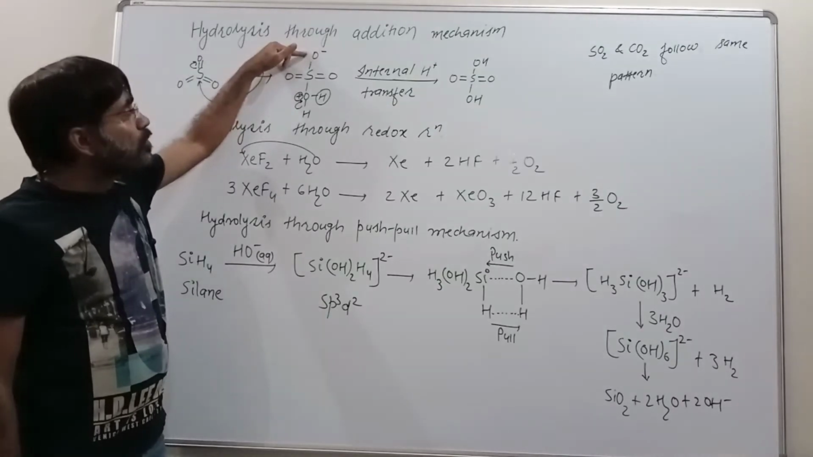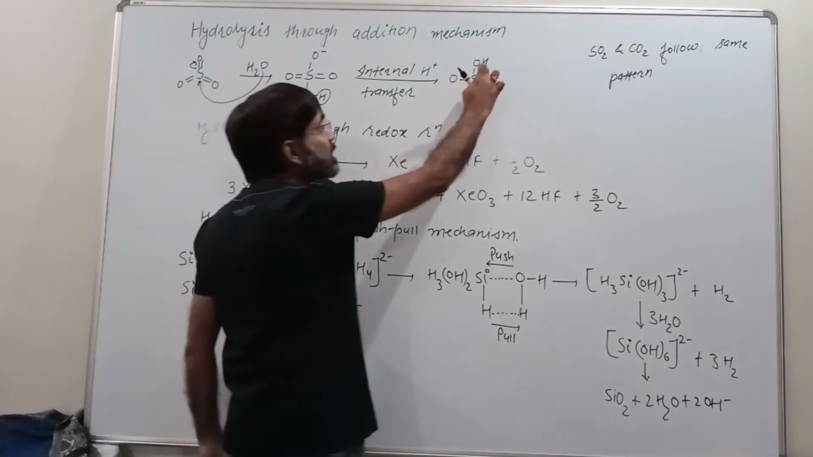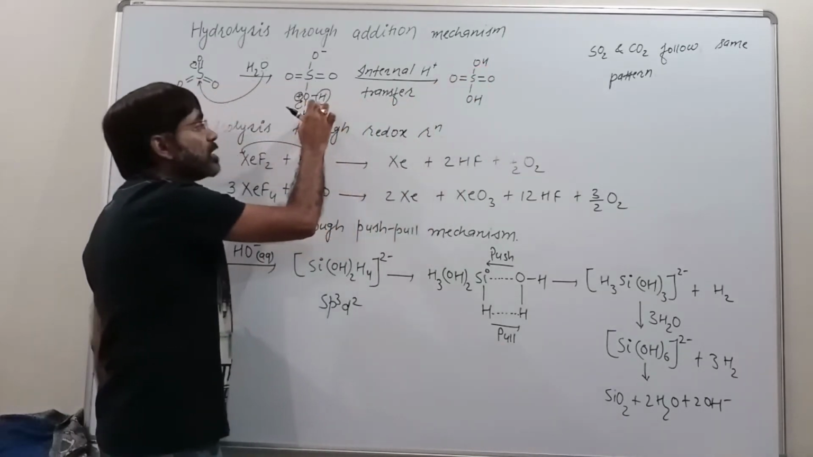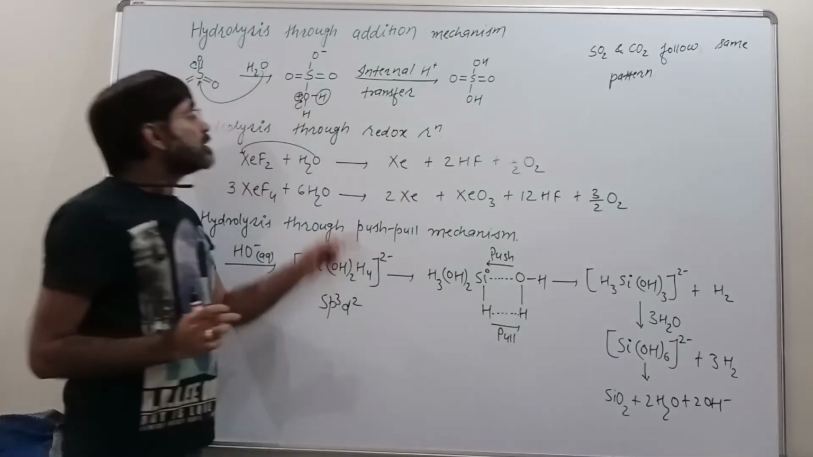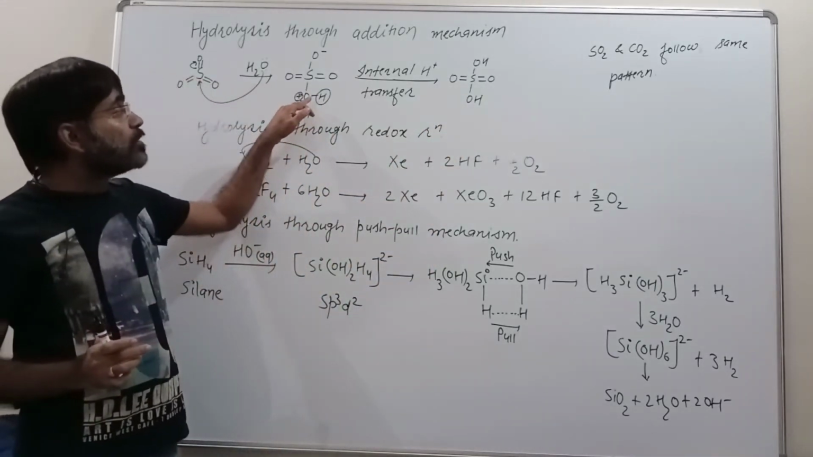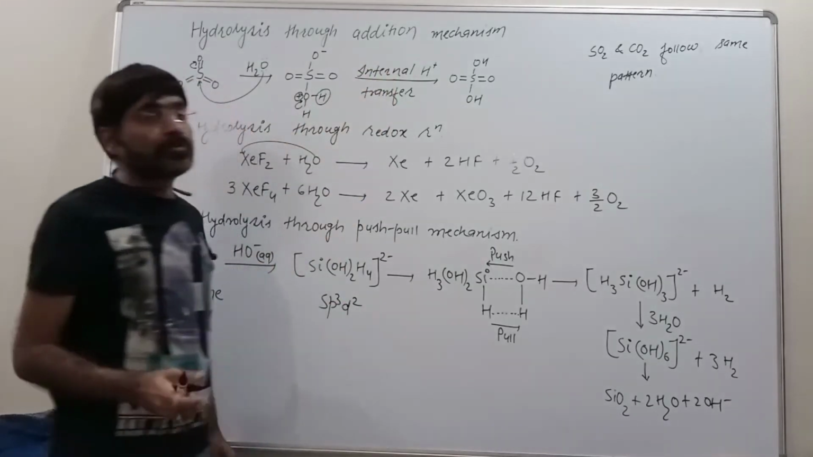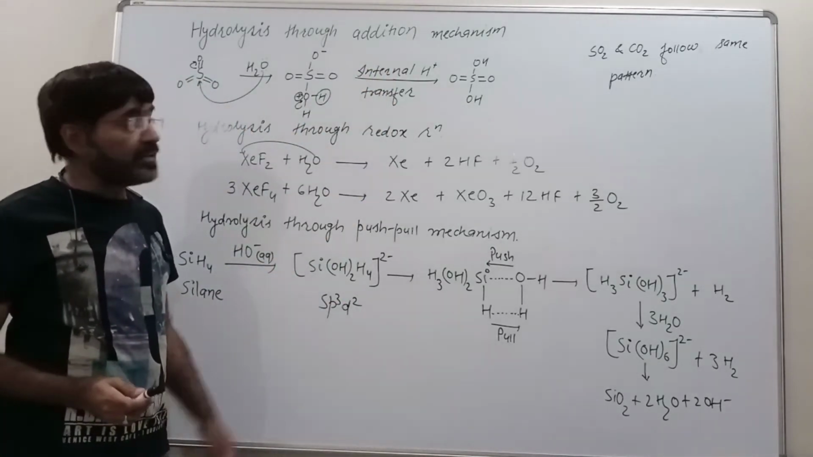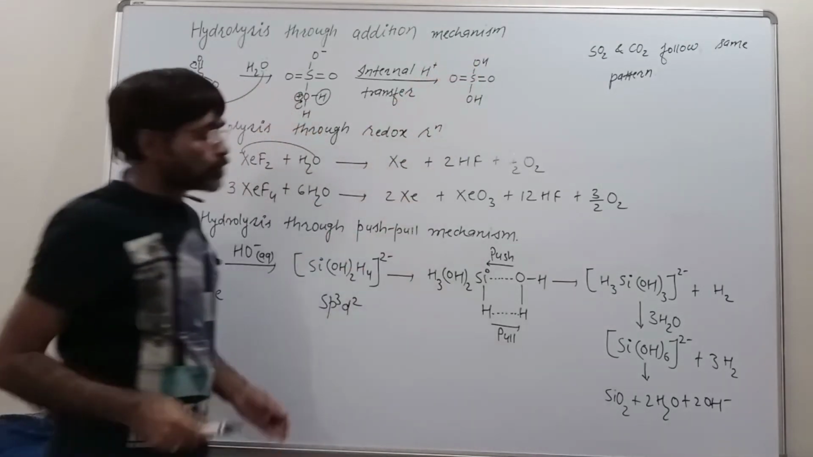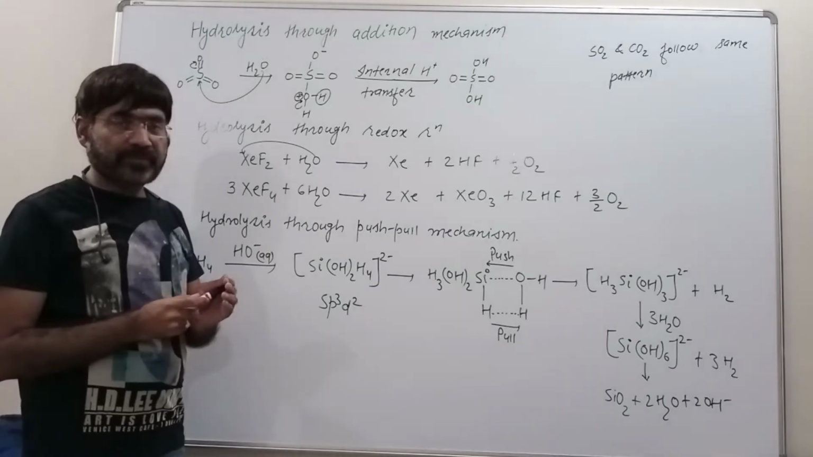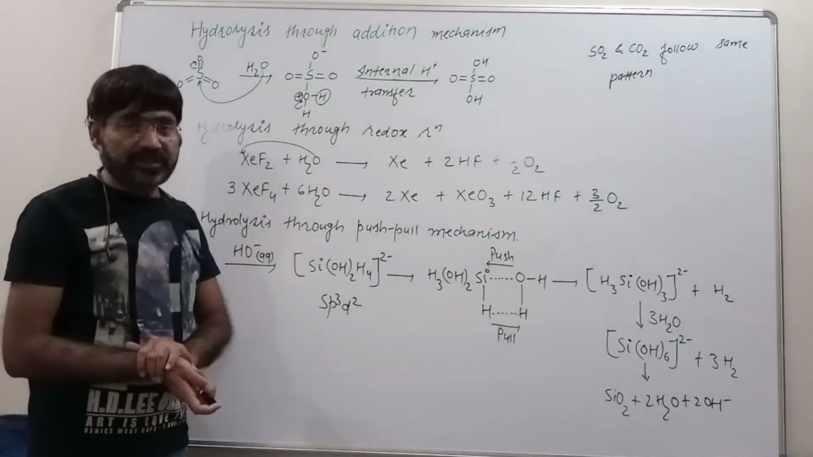So this O negative, after acquiring this H positive, becomes OH. The water, after loss of H positive, becomes OH. This transfer of H positive from one atom to another in the same molecule is known as internal proton transfer. Through this internal proton transfer, finally a molecule of H2SO4 is formed. So this is the addition of water over SO3.